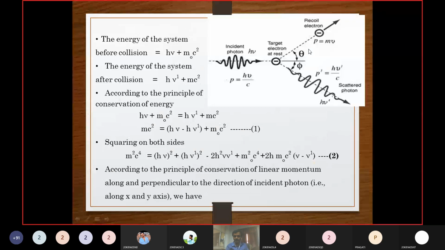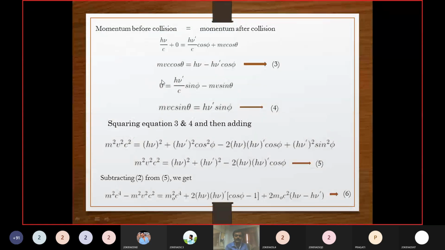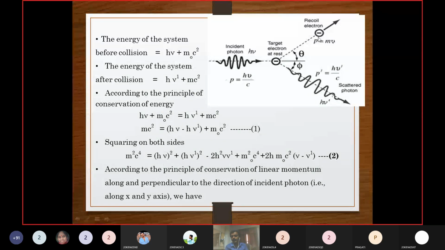Now one more direction, that is the vertical direction. Before collision there is no vertical direction, only the horizontal direction is there. So in the vertical direction, before collision there is no momentum. After collision, we can take v sin theta. Velocity is divided into two components: one component is v cos theta, another component is v sin theta. Here the momentum also is divided into two components, that is p dash cos theta and p dash sin theta. P dash sin theta is the vertical direction.